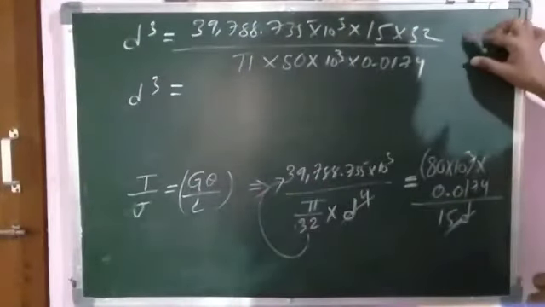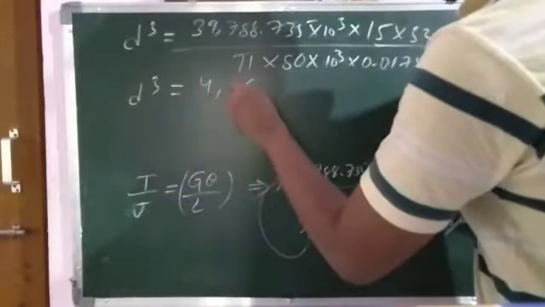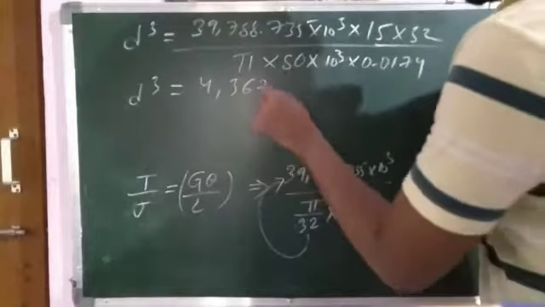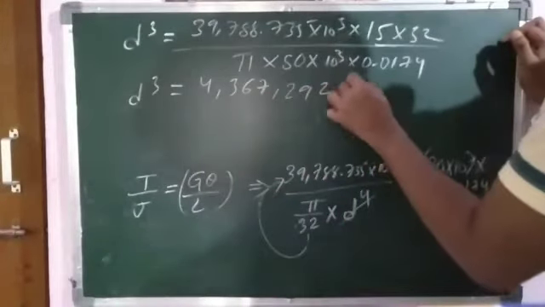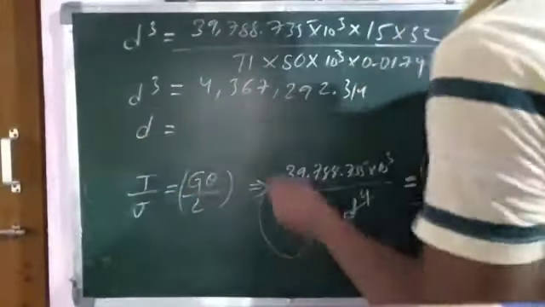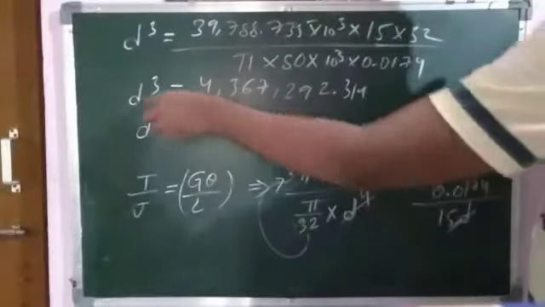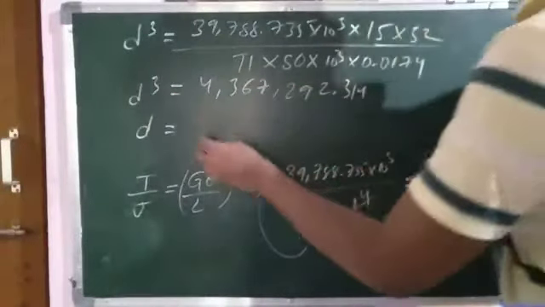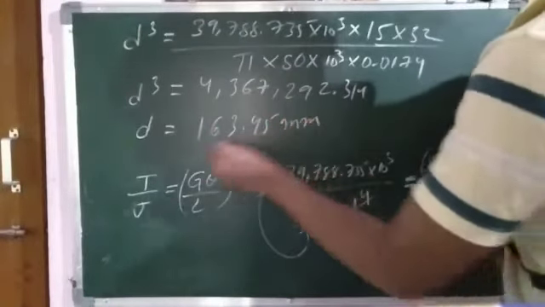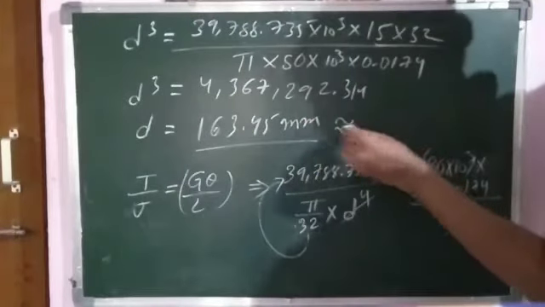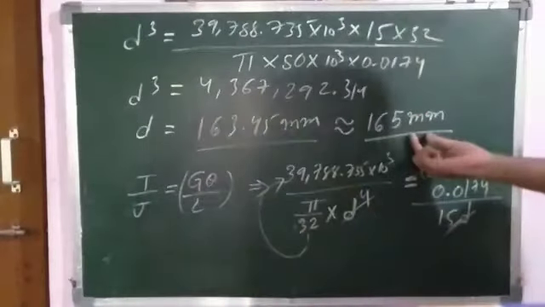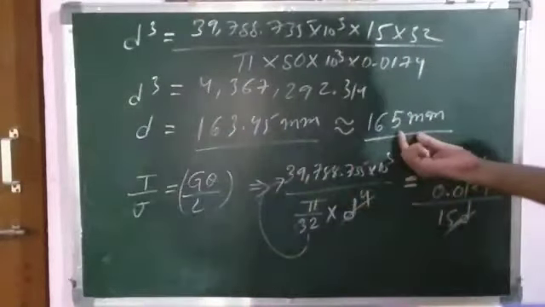If you solve this expression, you will get 4367292.314. Just apply the cubic root, so d is equal to this expression to the power 1 by 3, and you will get 163.45 mm. This is nearly equal to 165 mm. Hence the diameter of the shaft is equal to 165 mm.